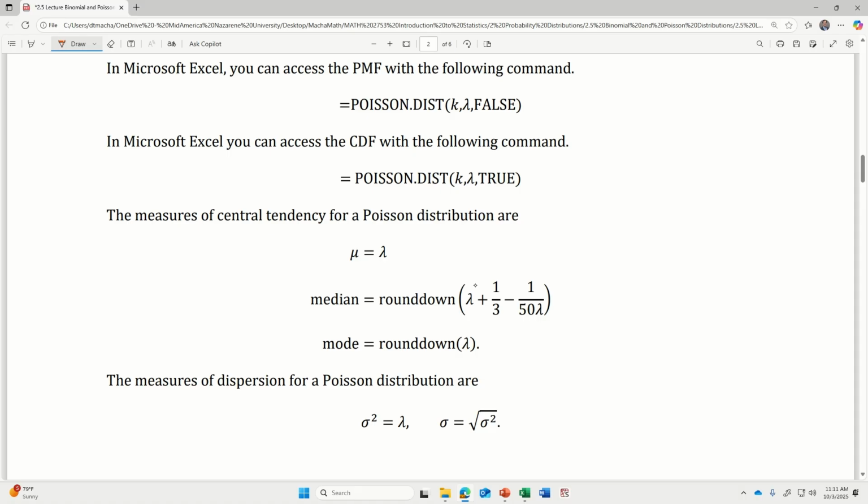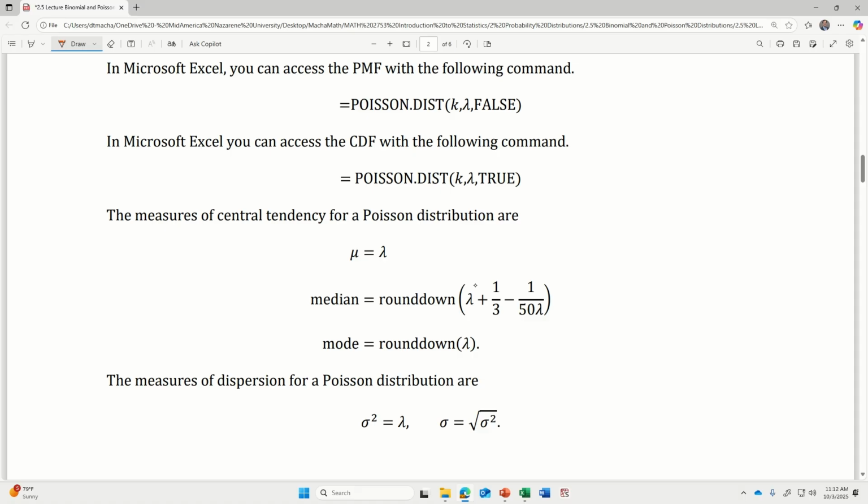The measures of central tendency for a Poisson distribution are these: mean, median, and mode. The mean is the expectation, and the expectation is my lambda parameter, and so that's easy. The median is not quite so easy. The median is still pretty close to the mean, but it's got kind of a crazy formula. We take lambda plus 1/3 minus 1/50 lambda, and then we round it down. But that's almost always just lambda for this class. The mode is going to be lambda but rounded down. And so if your expectation is 4.5, then we say the mode is 4. We're going to round down in case we have a lambda that's in between whole numbers.